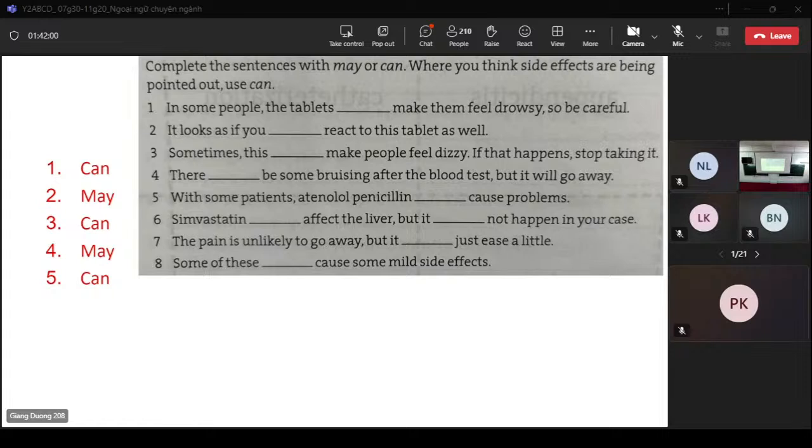Simvastatin. Can. In your case, may. Good. Dễ không? Rất là dễ.